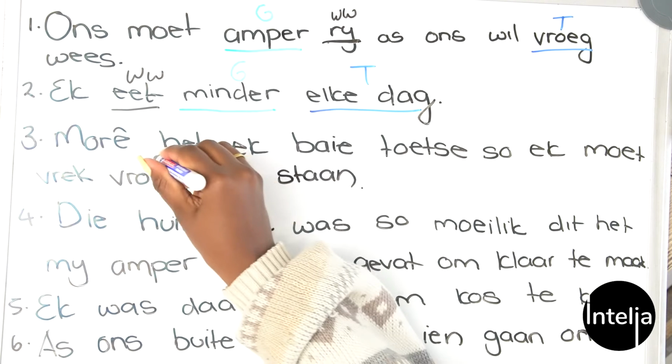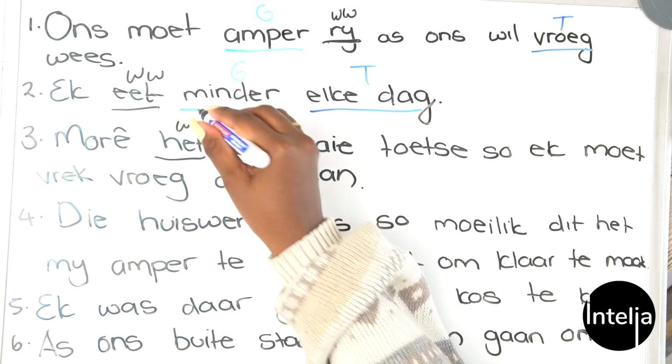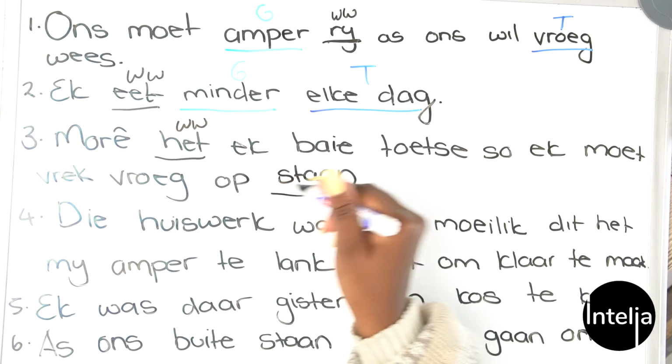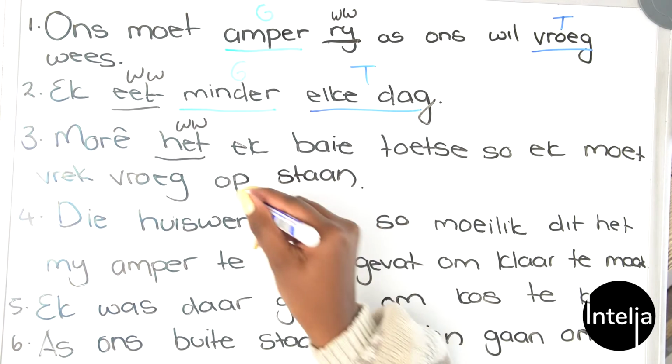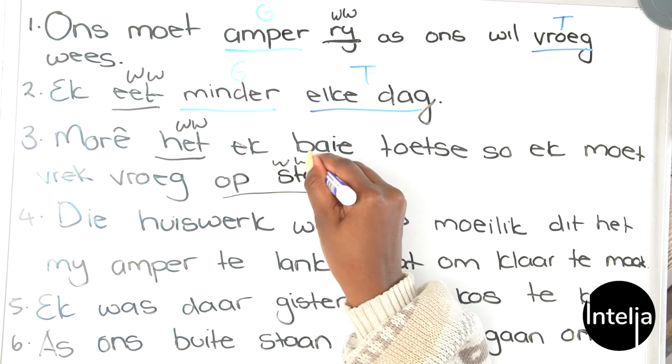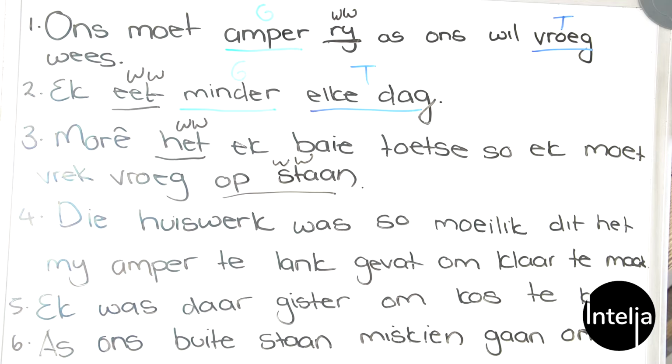Ons werkwoord in die sin is het. Okay, en opstaan. But we're more focusing on het, and let's also do opstaan because it's also a werkwoord. So, het, and opstaan, right? So, we're looking for words that are going to tell us more about het and opstaan. More specifically opstaan, because if I say het, then it sounds really weird.